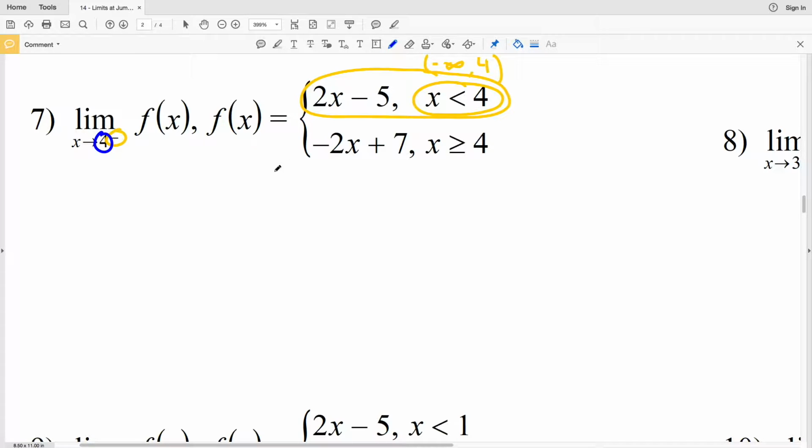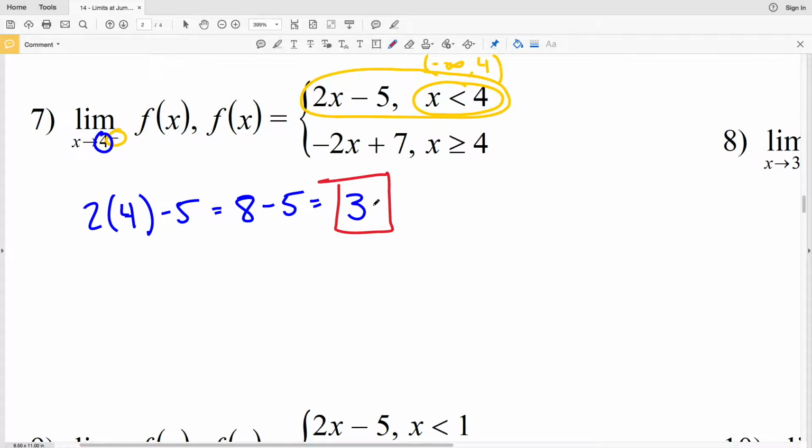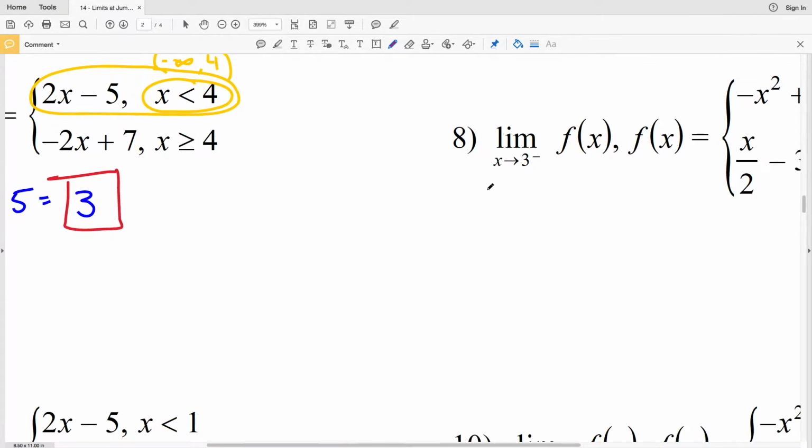So we're going to take that value of 4 and plug it in for x. So we'll have 2 times 4 minus 5, which is going to be 8 minus 5, which equals a positive 3. So 3 is our solution in number 7. Now if this was x approaching 4 from the right, from the positive direction, we would plug 4 in for this second equation, and that would have been negative 2 times 4, which was negative 8, plus 7, which would have given us a negative 1. So you can see that the limits are indeed different. So it's very important to note the x values for the different parts of the function so that you're plugging into the correct one. Let's look at number 8.